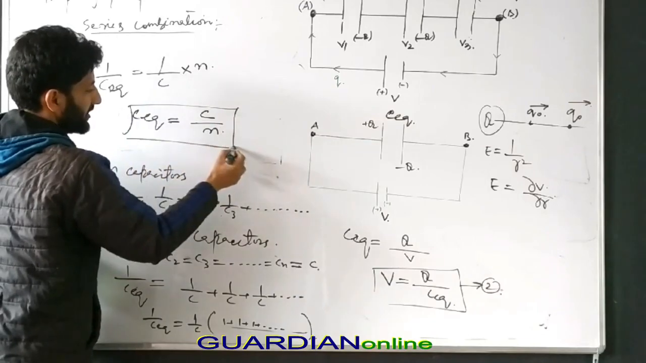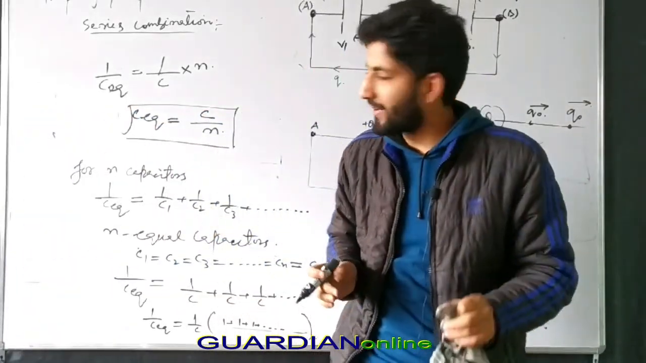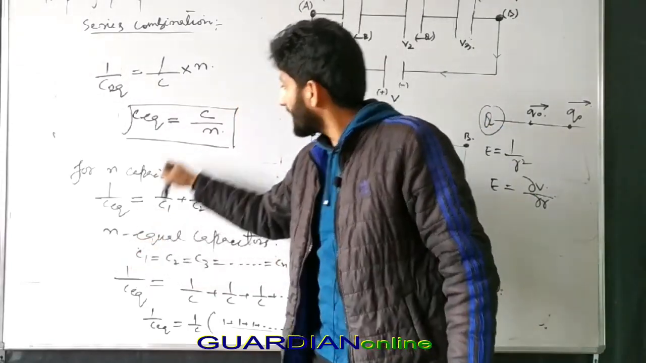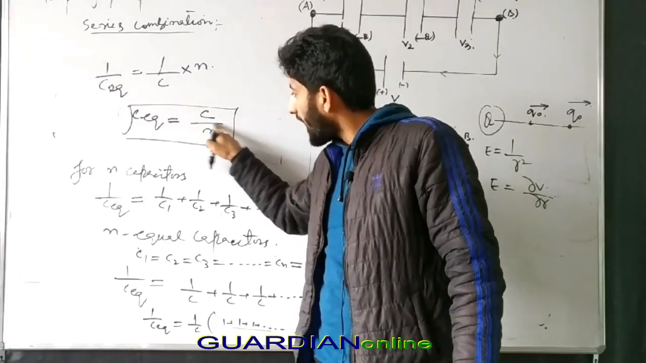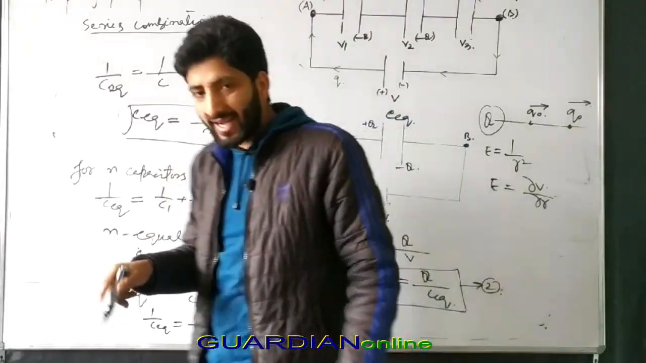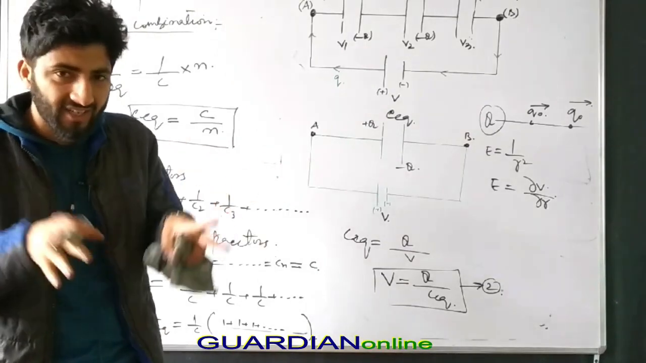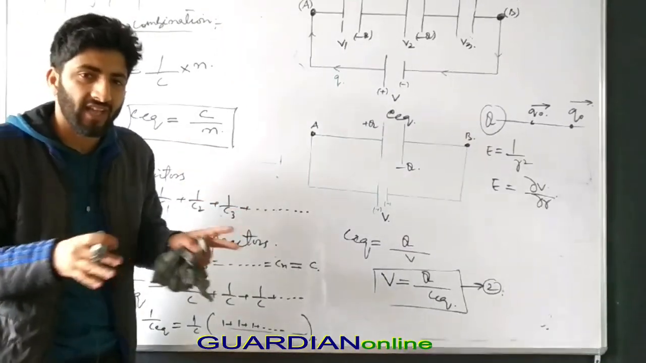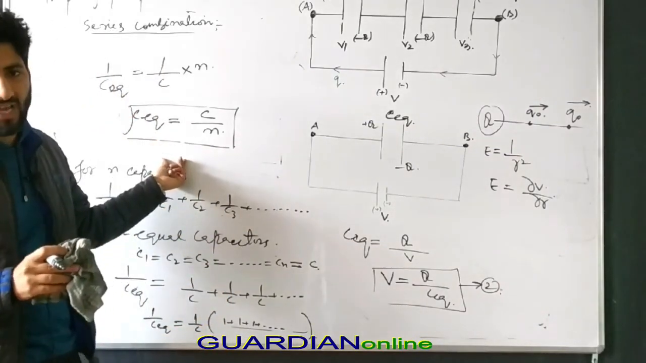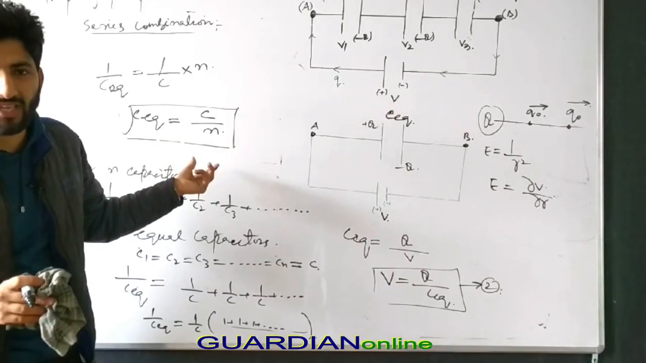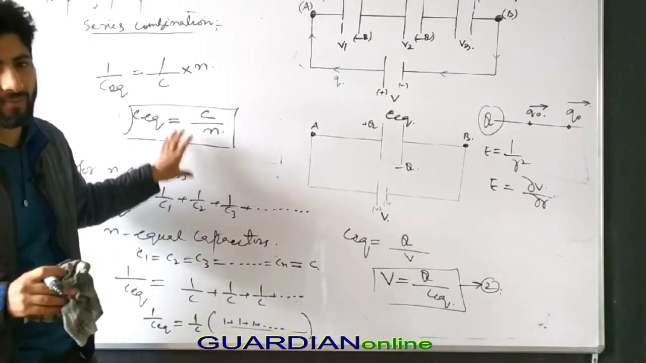This is the famous result for a series arrangement of n equal capacitors: the capacitance of the individual capacitor divided by the total number of capacitors. Common sense says that if a small capacitance is divided by a large number, it decreases even more. That is why in a series combination the equivalent capacitance is less than the least individual capacitance. It is a very famous and important result, and you should always keep this in mind.